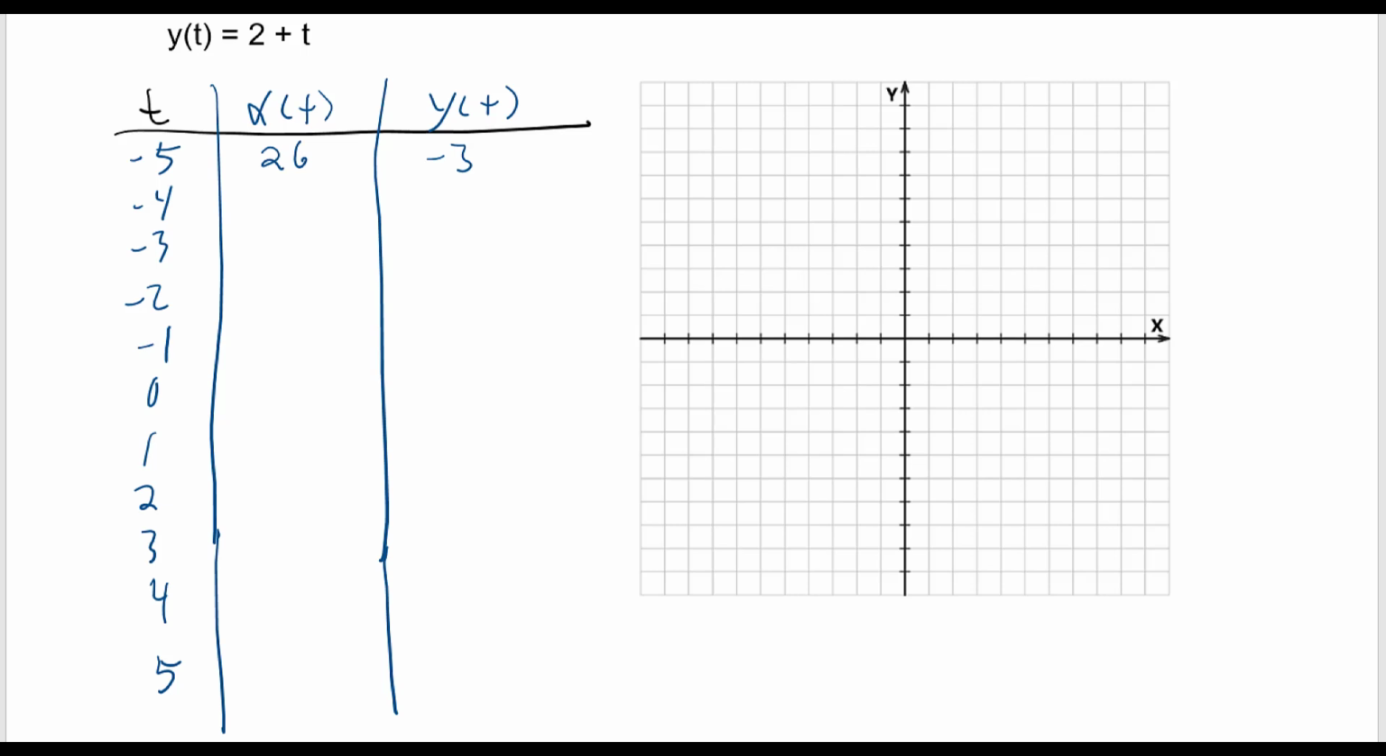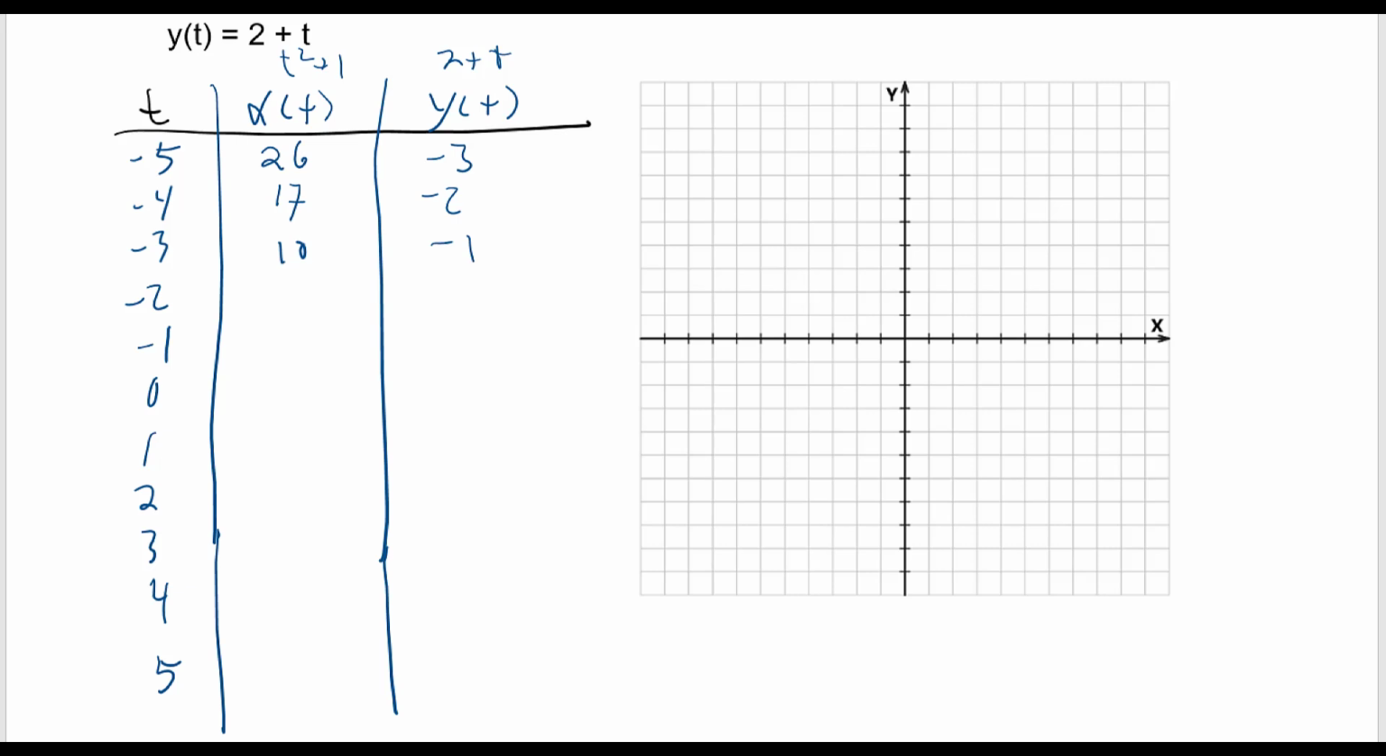Then for the next one, again, this is t squared plus 1. -4 squared is 16. 16 plus 1 is 17. And then -4 plus 2 is -2. Again, outside the scope of this graph. -3 squared is 9, plus 1 is 10. That'll fit in the graph. -3 plus 2 is -1.